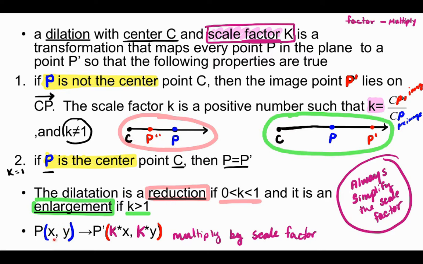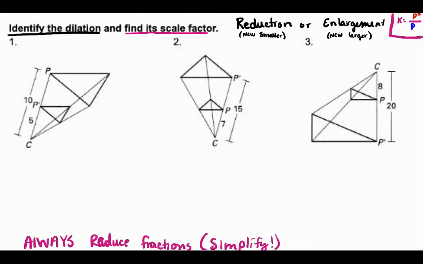If I give you the coordinates of a pre-image and ask you for the coordinates of the image, we simply multiply everything by the scale factor. So we multiply each coordinate by the scale factor. We're going to look at these problems and identify whether we have a reduction, which is when our new shape is smaller, or an enlargement, that's when the new shape is larger. And then we're going to find the scale factor by setting up a ratio that compares our new measurement to the original. And keep in mind that when we're doing the scale factor, we always want to reduce the fractions. You always want to simplify.